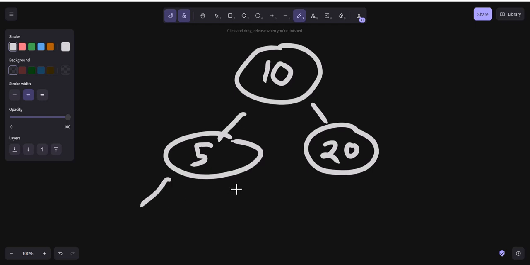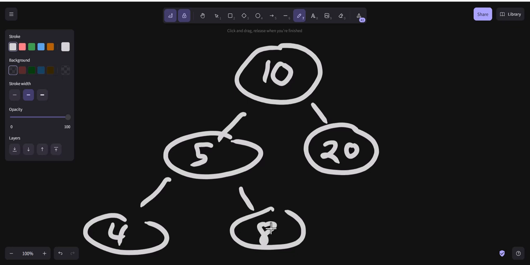So, keeping that in mind, for example, we can do this. We can have 4 on this side. 4 is less than 5, so it's 5's left child. 4 is also less than 10, so it belongs on this side of the tree. Over here, we could have 8. 8 is greater than 5, so 8 belongs on the right-hand side. So the left child of 5 is 4, the right child is 8. 8 is less than 10, so it belongs on this part of the tree.